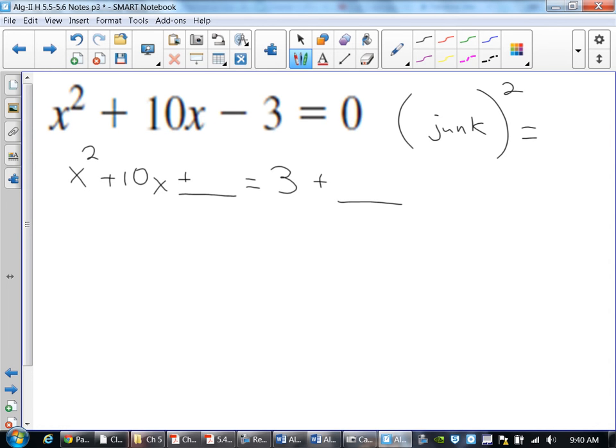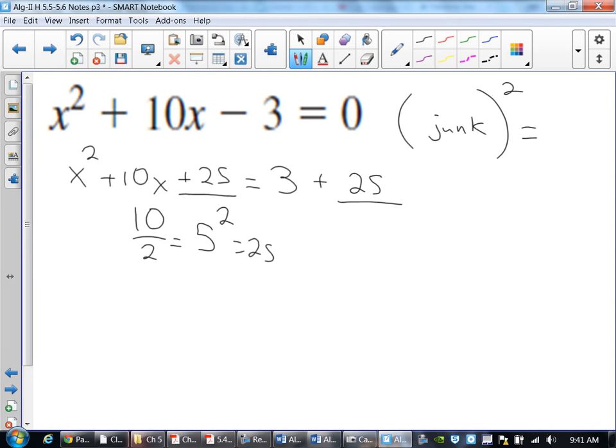All right. Second step, take half of B. What's half of 10? 5. What's 5 squared? 25. And that's what you add to both sides. Take half of B and square it, and add that value to both sides of the equation. If I add 25 to both sides, it stays the same, doesn't it?